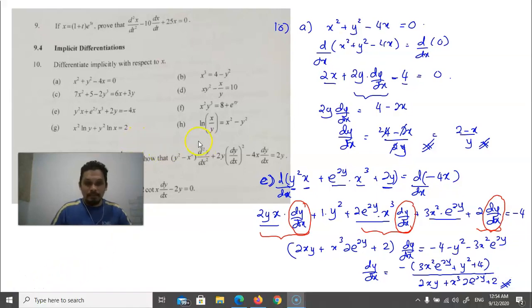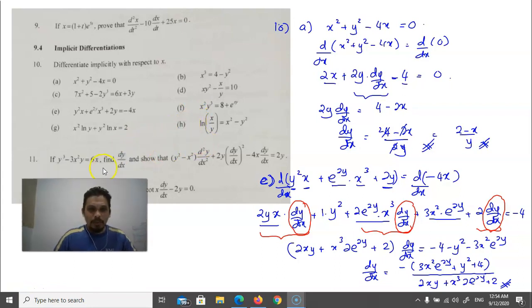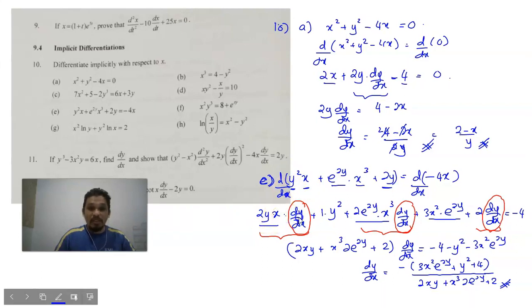Okay, class, I'm not going to show the solutions for questions 11 and 12, because what you need to solve these questions is the basics of differentiating x and y with respect to x. Once you know all these things, you implement them in questions 11 and 12. So please, if you differentiate a term with y with respect to x, derive it first and then multiply with dy/dx.